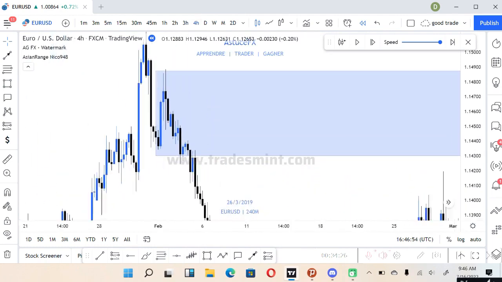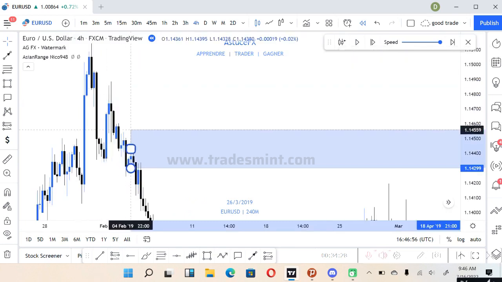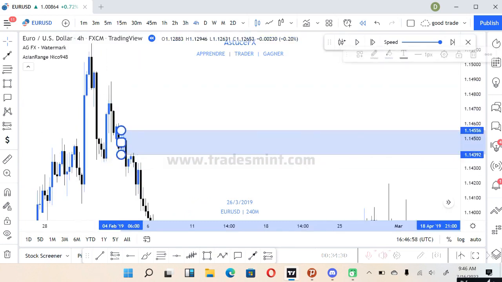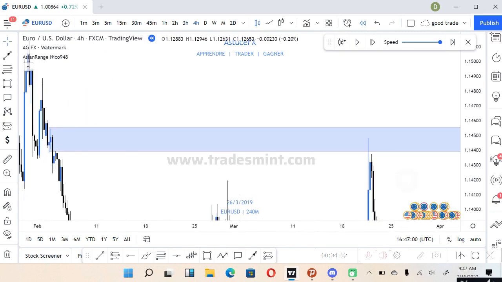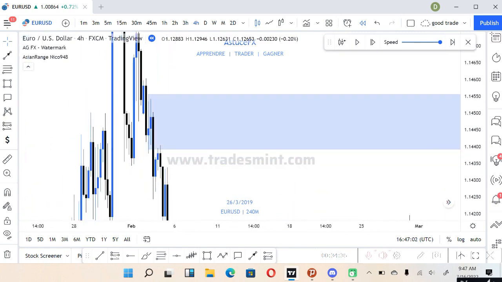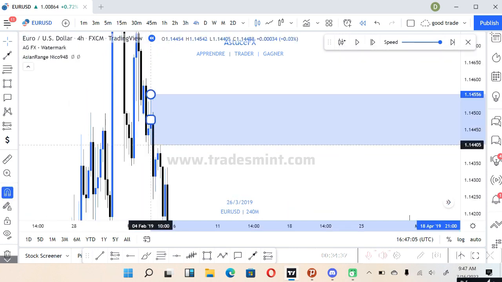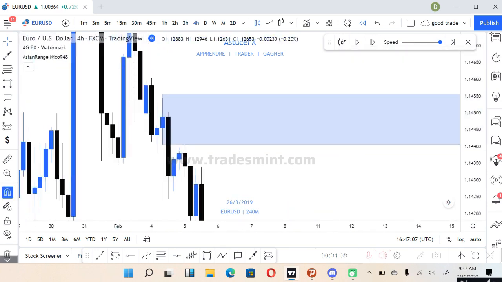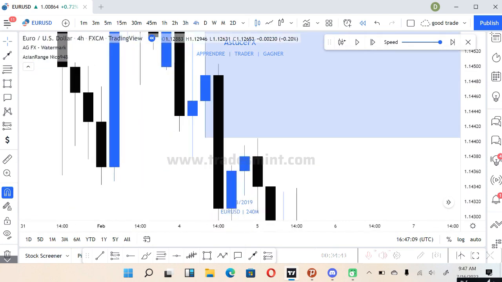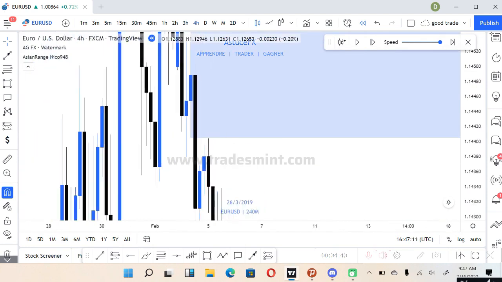If I come here, it seems we have this OB. Let me see if price came to mitigate this or not. Seems like price came to mitigate this. Let me try to put it well. Okay, you can see this OB is valid because we didn't even mitigate it here. Price came closer, but we didn't mitigate it.